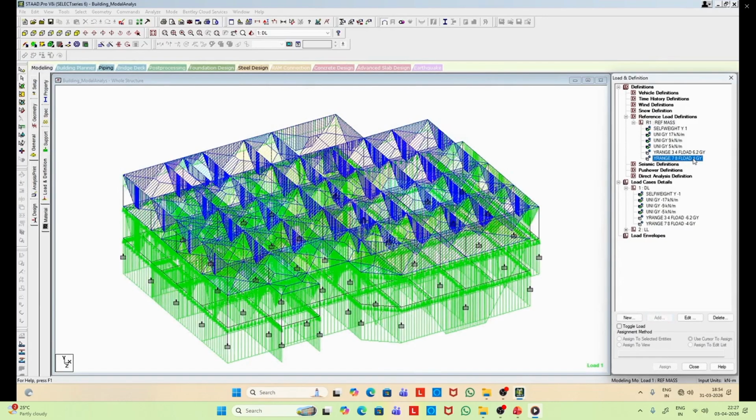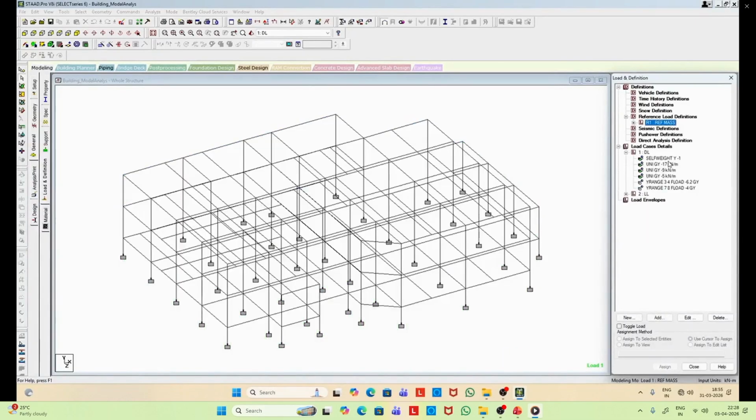Now it is complete. So we have all the reference mass defined. And this is a very easy way to apply the floor mass, because we have already done the static analysis, and we copy that series of commands from the text file, right?